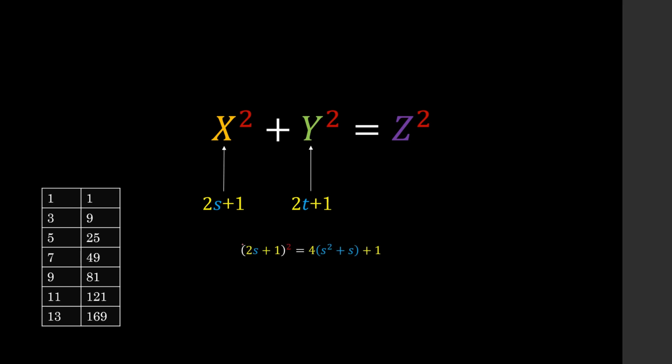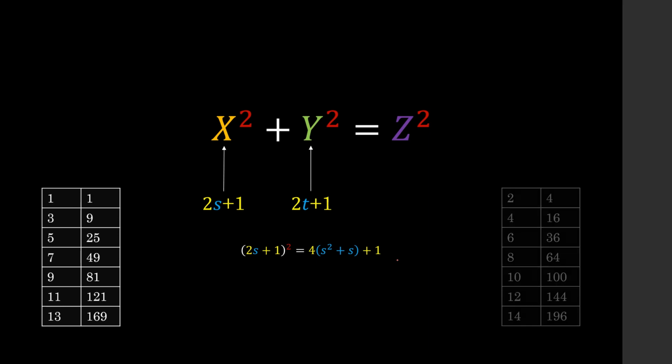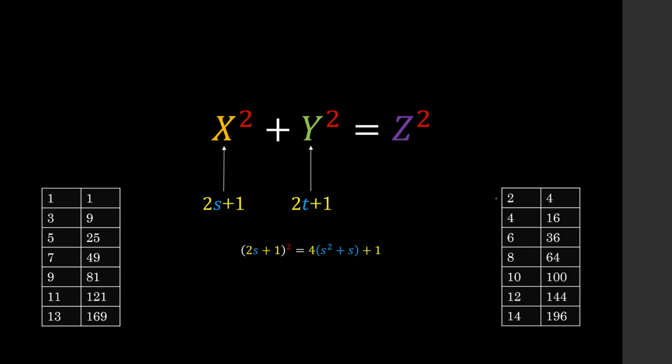If I look at (2s plus 1) squared, where s is general, so we've got a general odd number, when I expand this out, I get 4s squared plus 4s plus 1, and so I can factor out the 4 from the s squared plus s to get 4 times some constant plus 1, so it's always going to be a multiple of 4 plus 1.